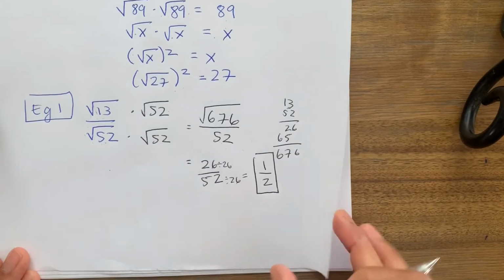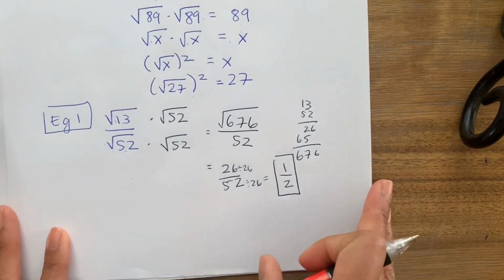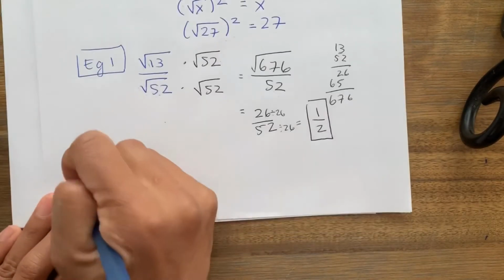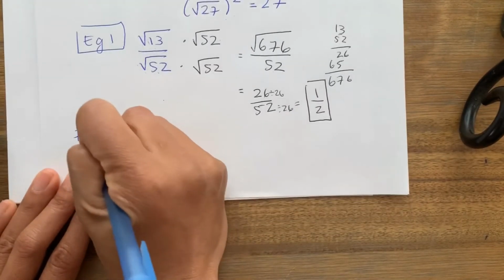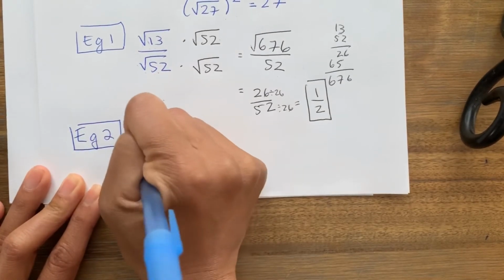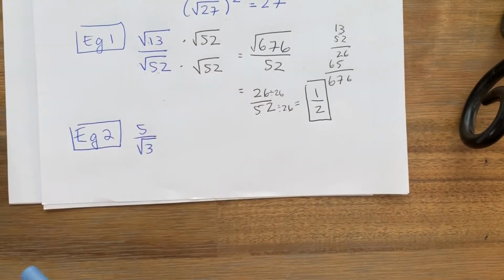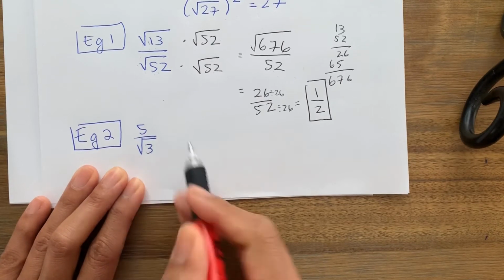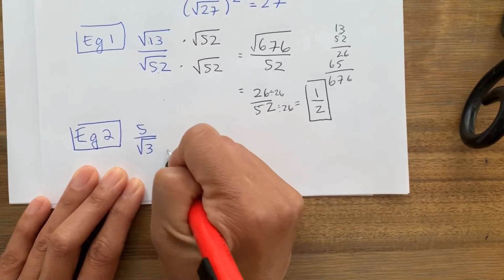Now let's take a look at something. Let's make it a little bit more complicated. Let's look at example 2. So example 2 here, I have 5 over the square root of 3. Again, the direction is to rationalize the denominator. So I want to get rid of the radical in the denominator. So to do that, I'm going to multiply it by itself, right?